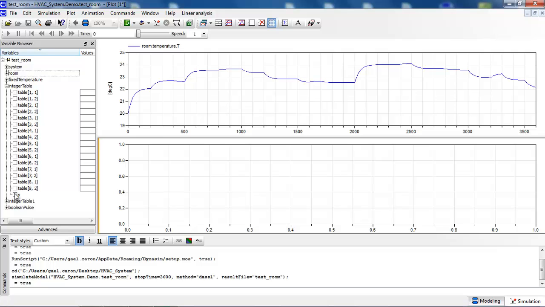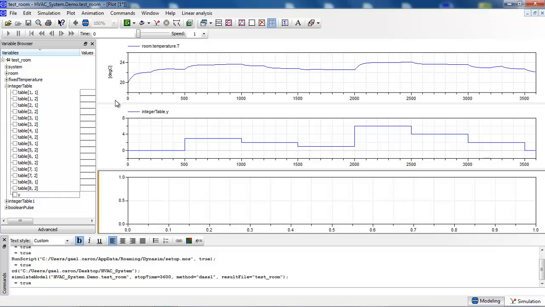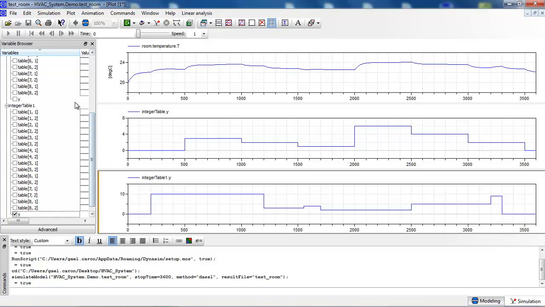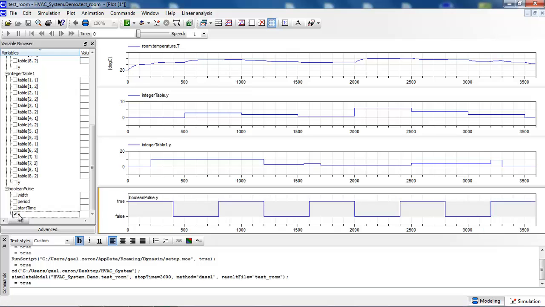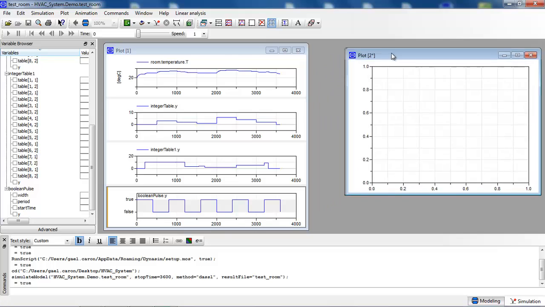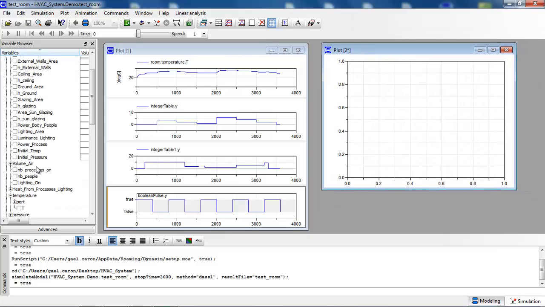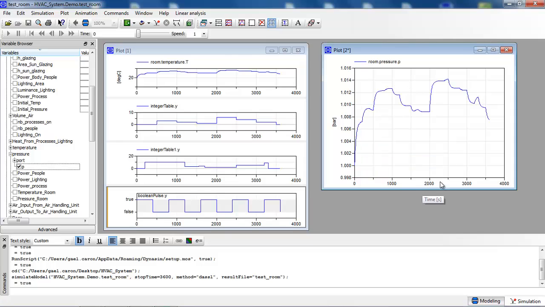For example, here we have the number of processes in the room. We also have the number of people in the room, and we can also have a look at the lighting on and off. I can also post-process the pressure in my room with no leak, and here is the pressure in my room.